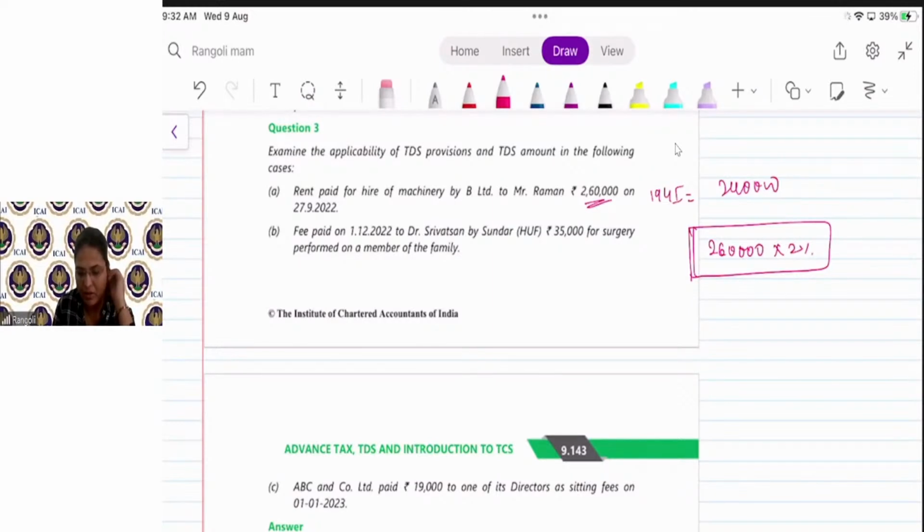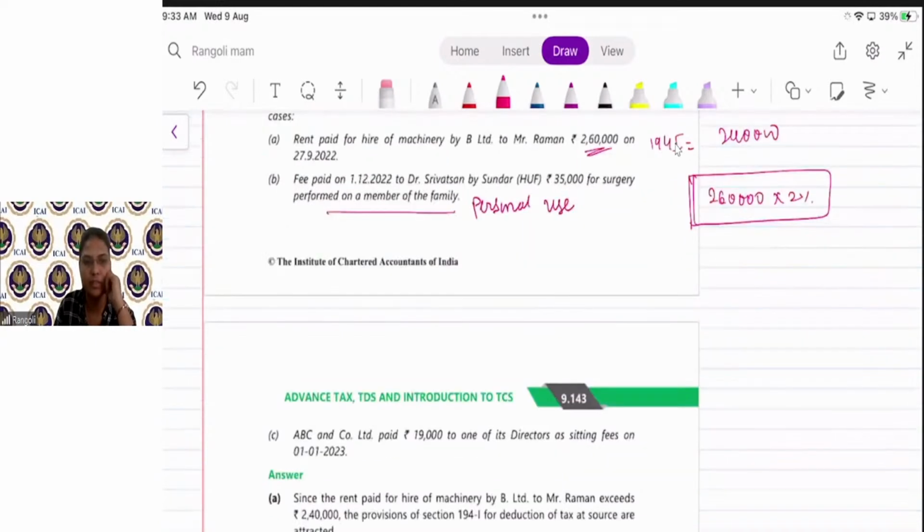Next, fees paid on 1/12/22 to Dr. Srivastava by Sundar HUF, 35,000 for surgery performed on a member of the family. It is for personal use. Yes or no? So no TDS is required to be deducted. Right?